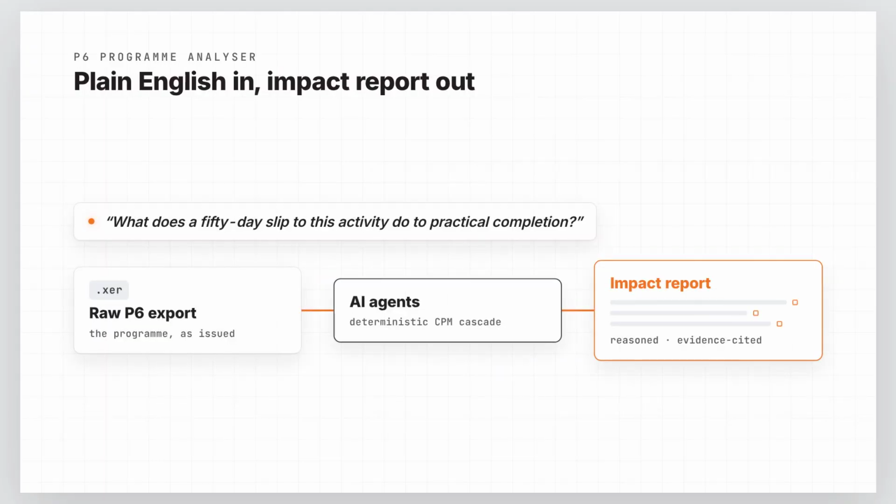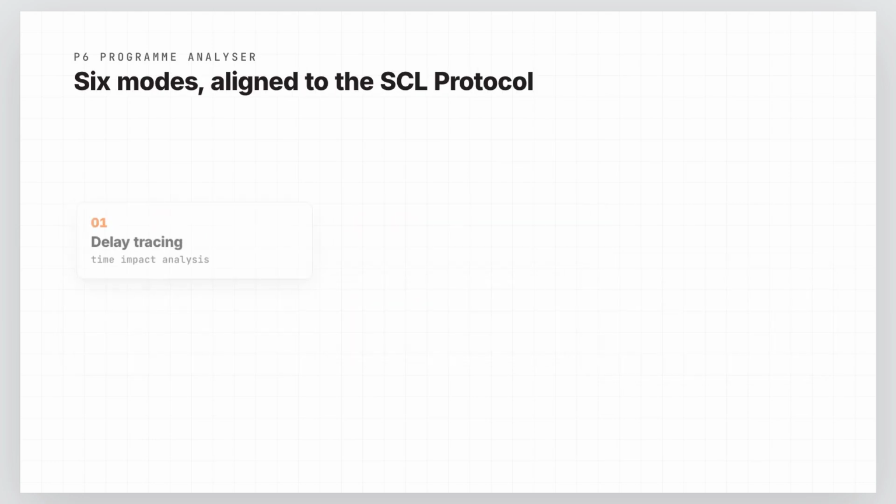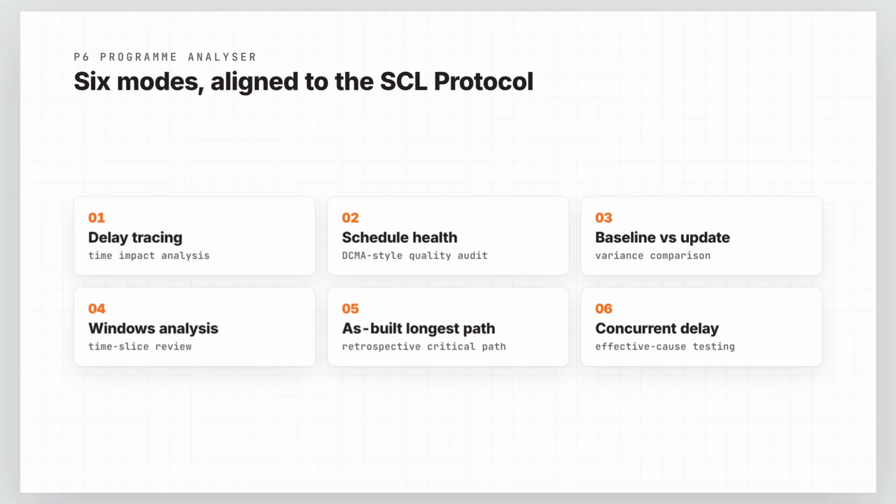It leverages AI agents to perform schedule and delay analysis directly on the raw XER files exported from Primavera P6. Ask it a plain English question, and it parses the program, runs a deterministic CPM cascade, and returns a reasoned, evidence-cited impact report. It now offers 6 analysis modes, each aligned to the SCL delay and disruption protocol: delay tracing, schedule health checks, baseline versus update comparison, Windows analysis, as-built longest path, and concurrent delay testing.